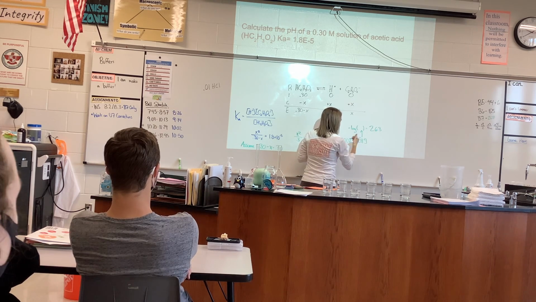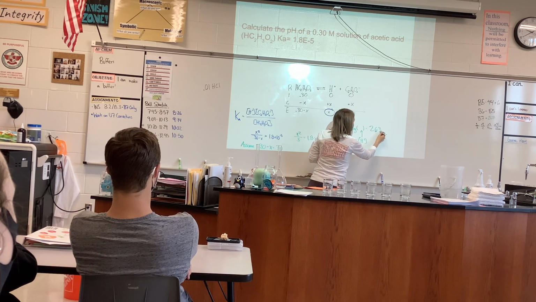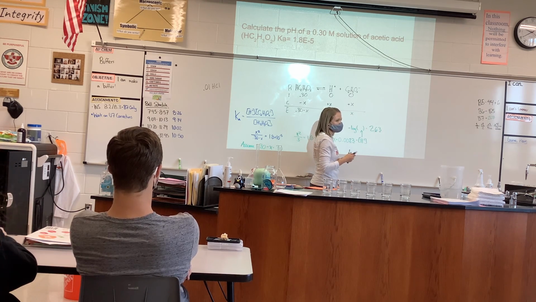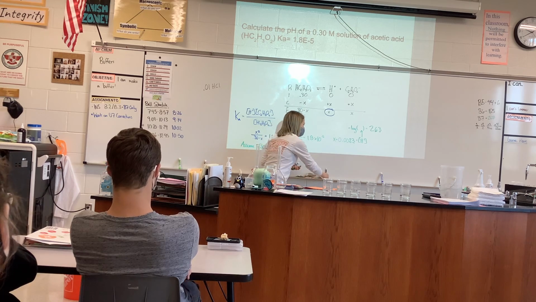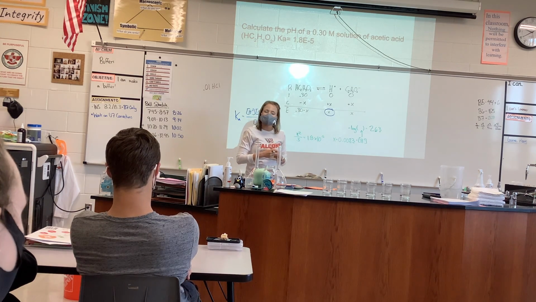So since this has 2 sig figs, after you take the negative log, you get 2 sig figs after the decimal. Why though? Why can't they just all have the same rule? Because that's how it works.